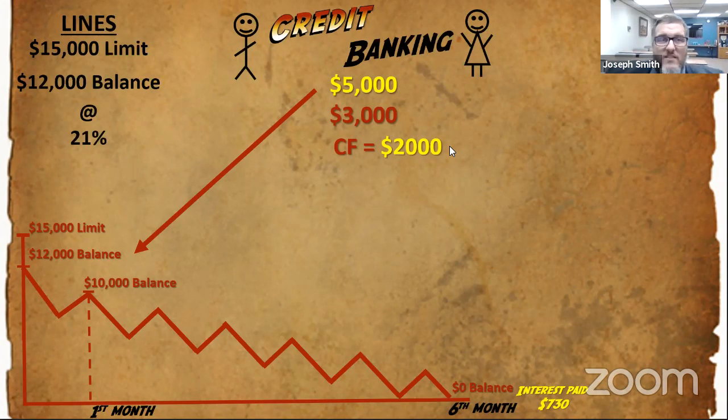So 1.75% of the 12,000 in the first month, 1.75% of the 10,000. So you're paying 1.75% of a balance that's continuously shrinking each month. By the time you make it to the end of the 6 months, it has cost you $730 of interest, right?